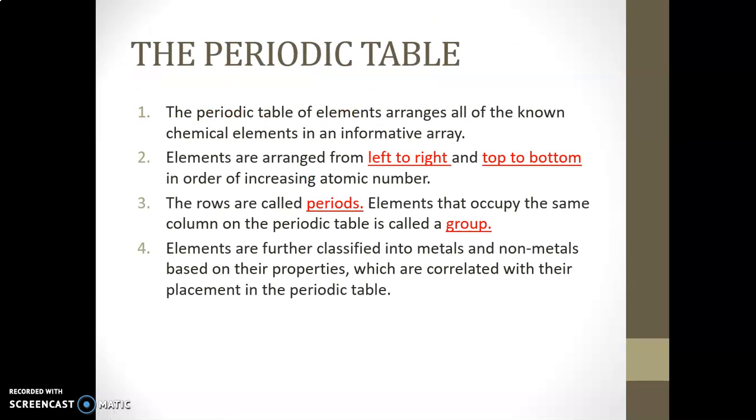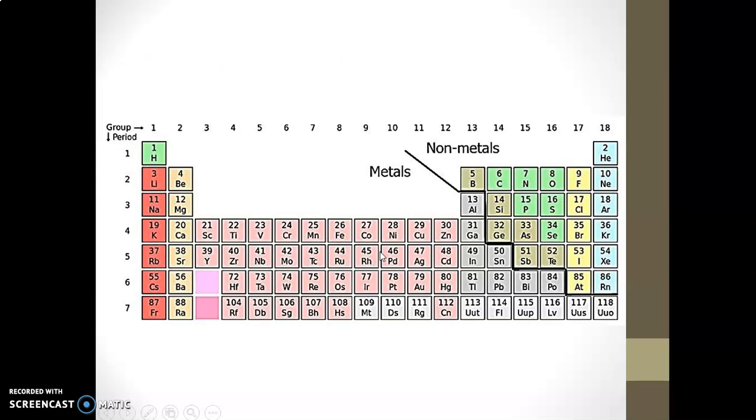Then we are moving into the periodic table. A very simple thing is that elements are arranged left to right and top to bottom in increasing atomic number. The rows are called periods, and the columns are called groups. This is one of the examples of metals and non-metals in the periodic table. This is how we find out: groups go from group 1 to group 18, and periods go from period 1 to period 7.